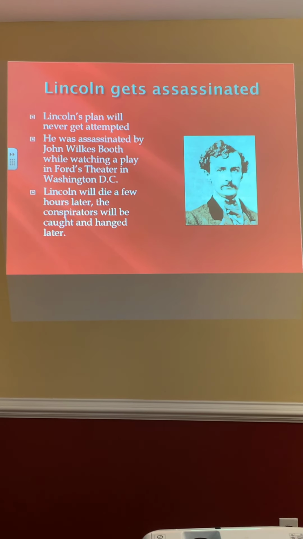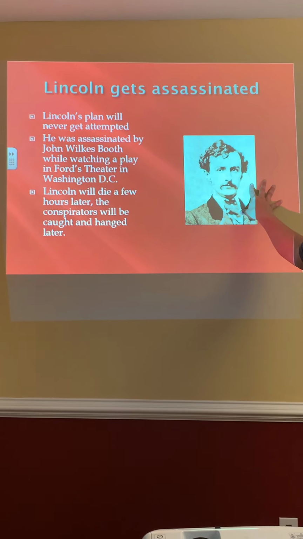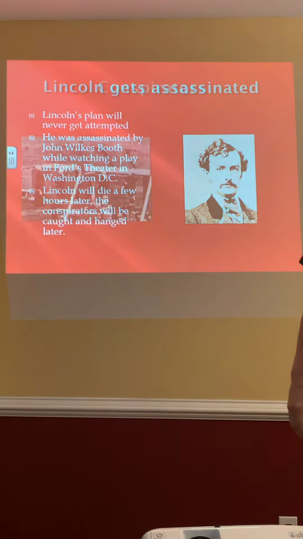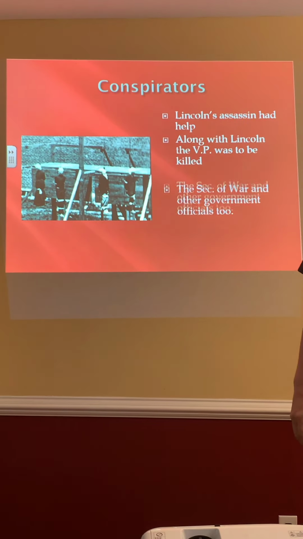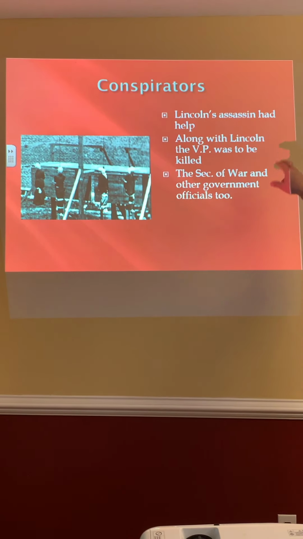But he is going to die. John Wilkes Booth. Lincoln will die. John Wilkes Booth will be on the run for a little while. But it wasn't just Lincoln. It was a whole bunch of people because there was a huge conspiracy. He had a whole bunch of help. John Wilkes Booth had a bunch of different people trying to help him out.